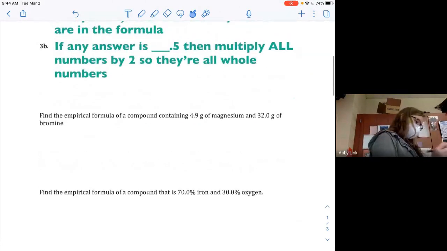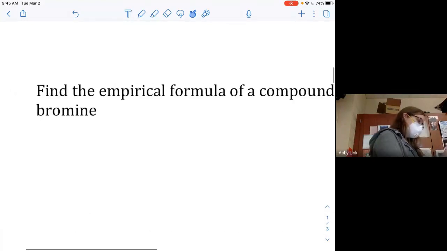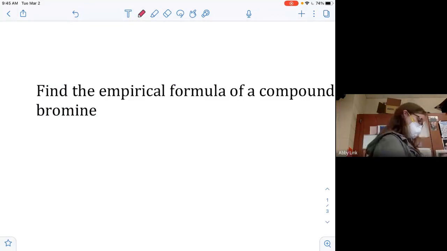All right, so we'll go ahead and take a look at the first example I have here. Find the empirical formula of a compound containing 4.9 grams of magnesium and 32.0 grams of bromine, okay? So I'm going to follow my directions, and my first step is to convert the mass to moles for each element. You should be pretty familiar and confident with this, so let's do it. We'll start with our 4.9 grams of magnesium.